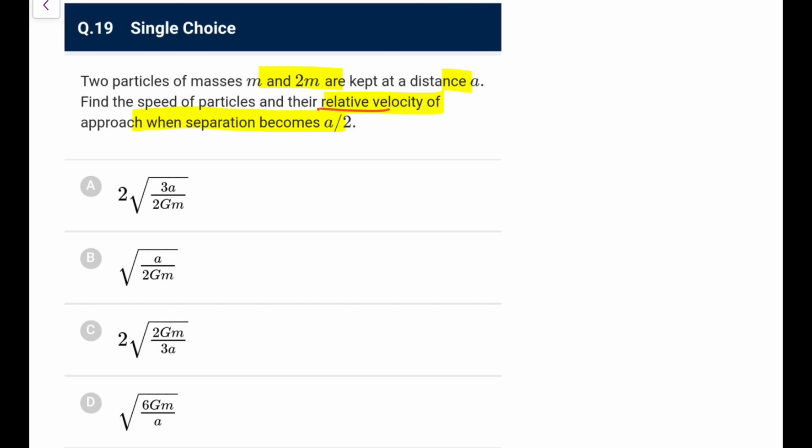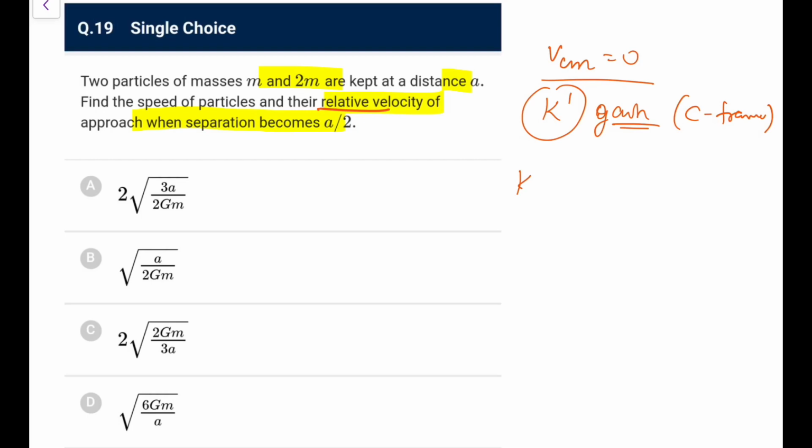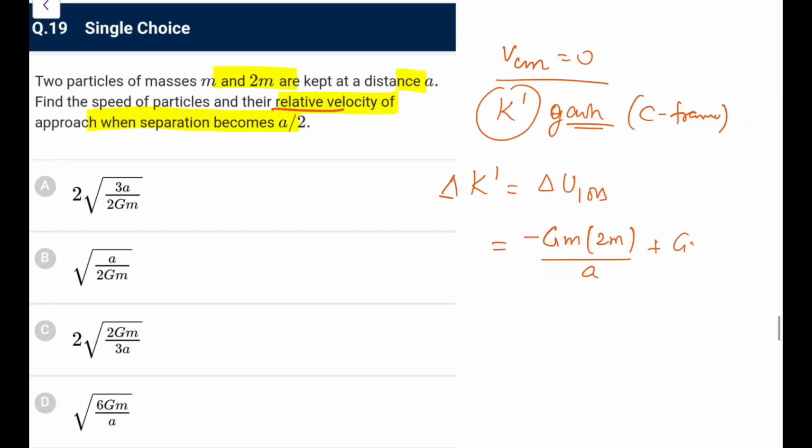Because they would be moving, assumed only under gravitational attraction, VCM is 0. So the complete loss of potential energy will convert into kinetic energy, and that K dash only will gain. Gain will occur only in K dash, that is with respect to the C frame, because KCM will remain 0. So I can directly write delta K dash is equal to delta U loss. Loss is initial minus final, that is minus GM into 2M, initial was at distance a. Finally minus minus becomes plus GM 2M upon a by 2.